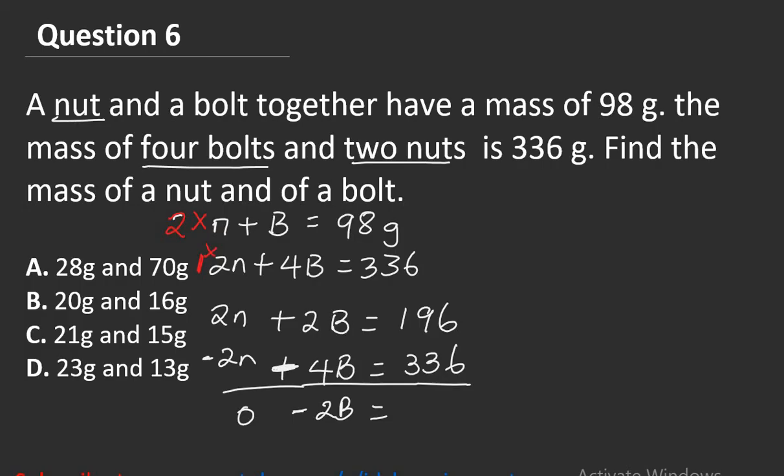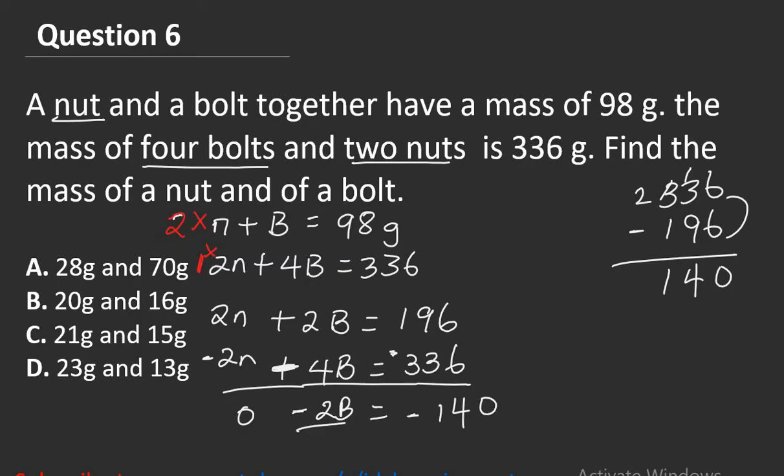Here we'll have 196 minus 336. So just subtract 196 from 336 and add the negative symbol. 6 minus 6 is 0. 2, put 1 here. 13 minus 9 is 4. 2 minus 1 is 1. So you have negative 140.